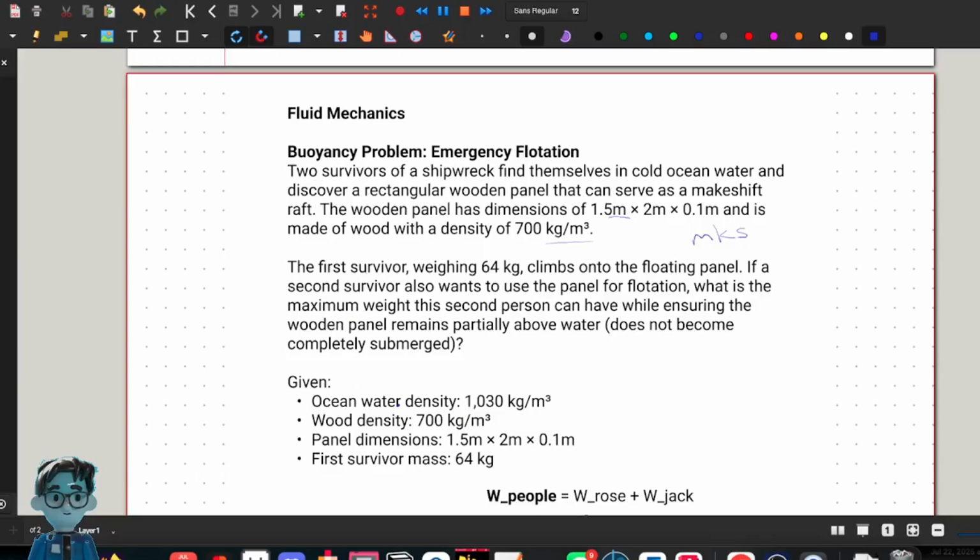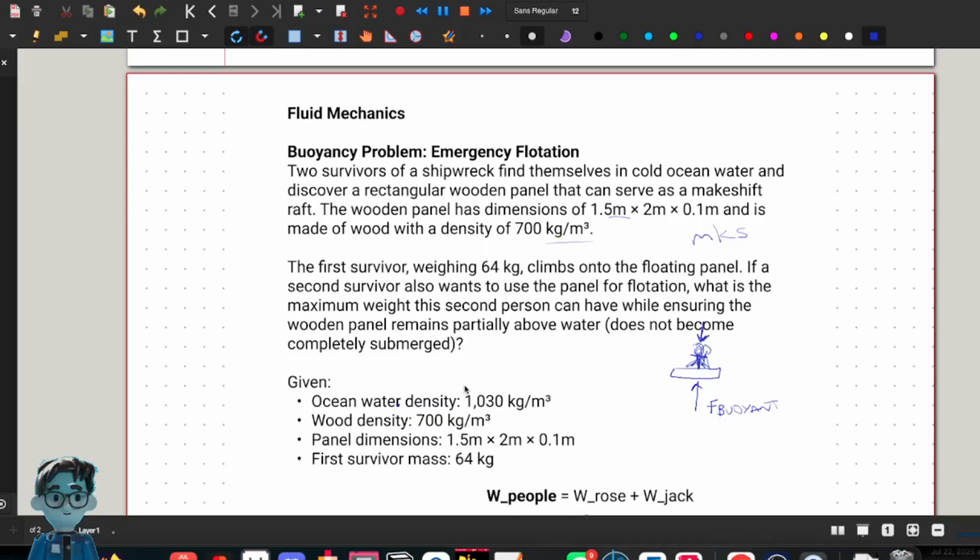The first survivor, weighing 64 kilograms, climbs onto the floating panel. If a second survivor also wants to use the panel for flotation, what is the maximum weight the second person can have while ensuring the wooden panel remains partially above water? So we have static equilibrium, two people. And this buoyant force, we'll call it F buoyant. This is balancing the weight of the door and the people.